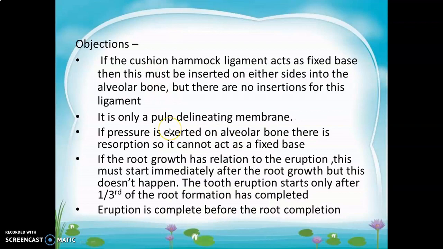And they said it is a sling-like structure which is present in the apical area of growing root. But the objections for this theory are, if the cushion hammock ligament acts as a fixed base, this must be inserted on either side of the alveolar bone, but there are no such insertions for this ligament. And later it was found only a pulp delineating structure. If the pressure is exerted on the alveolar bone, there is resorption, so it cannot act as a fixed base. And if the root growth has relation to the eruption, this must start immediately after the onset of root growth, but it doesn't happen. Tooth eruption starts only when 1/3 of root is formed, and eruption is complete before the root completion itself.